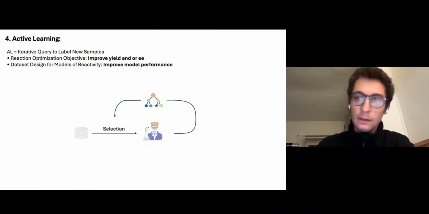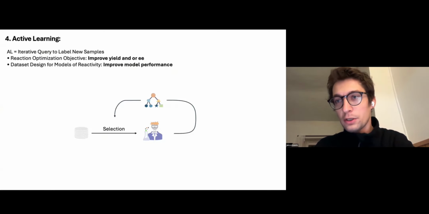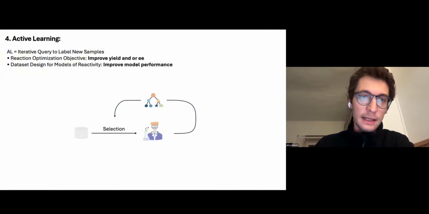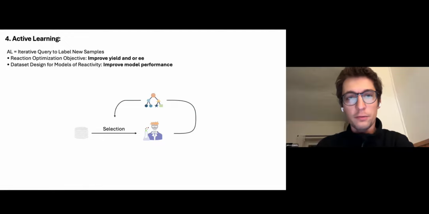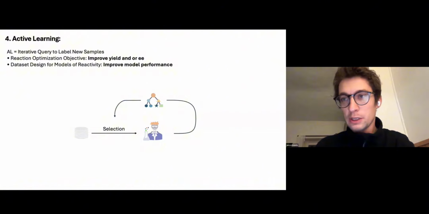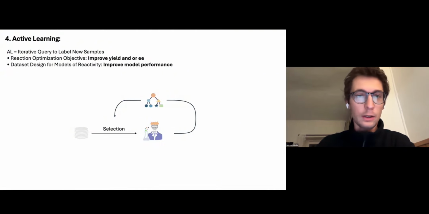And one domain where it's used a lot is reaction optimization. In this case, the query is used to improve the yield or the enantiomeric excess, for example, of your reaction. But in our case, when we think about dataset designs for building good models of reactivity, the target of the query is to improve the model performance. So how the new experiments we're going to perform are going to improve the prediction of our model.